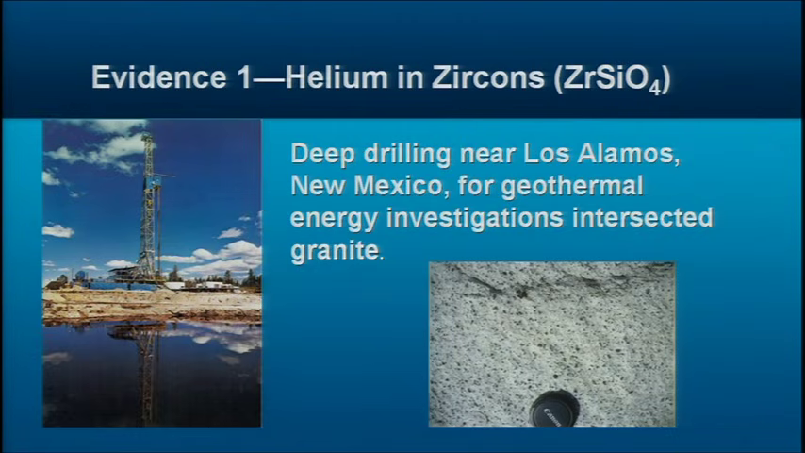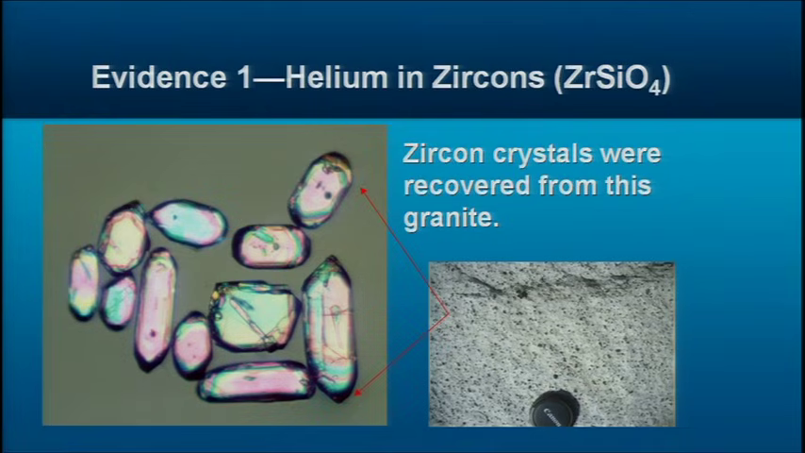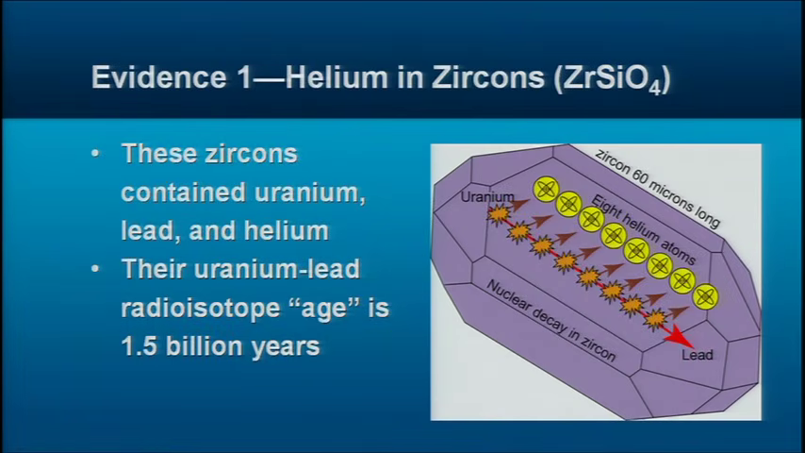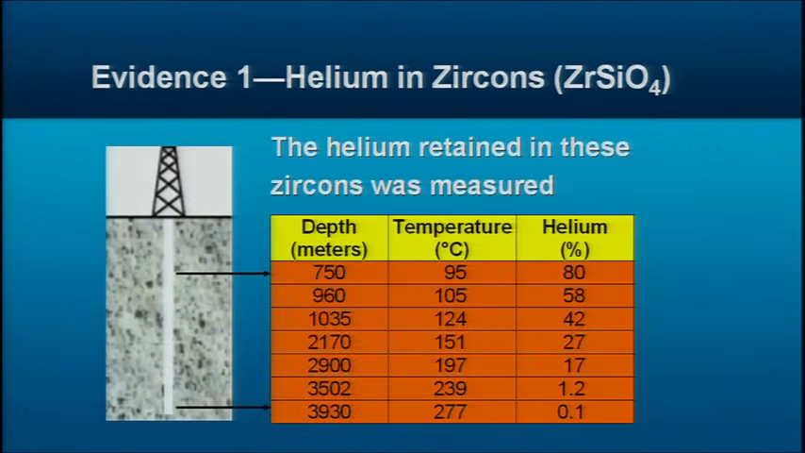Now, some years ago, there were investigations into potential geothermal energy in the Los Alamos area of New Mexico. And in this drill hole, they intersected a granite. And in the granite, we find these zircon little crystals, microscopic crystals that can be separated from the rock, as you can see in that photograph there. Now, the age of these zircon crystals, based on uranium decaying to lead, was 1.5 billion years. 1.5 billion years. However, something interesting.